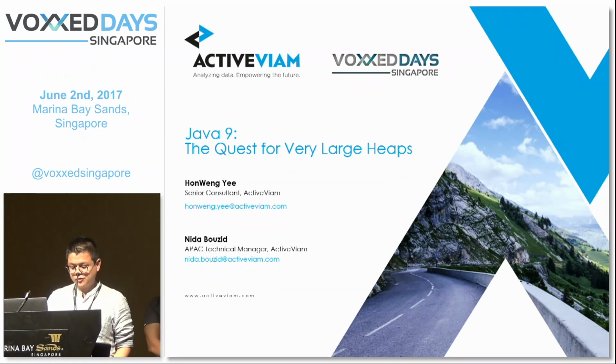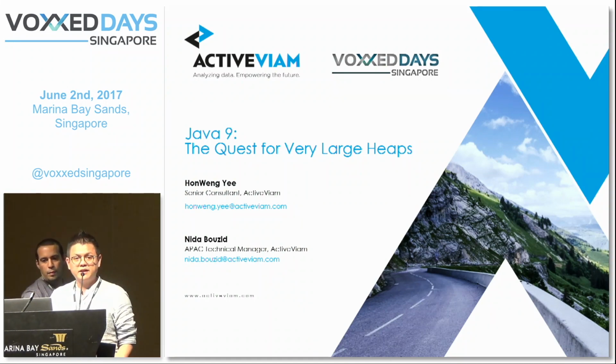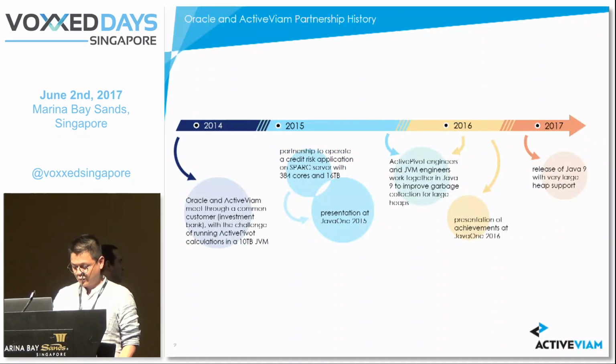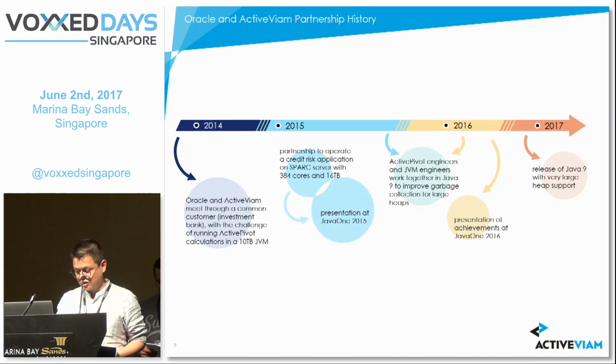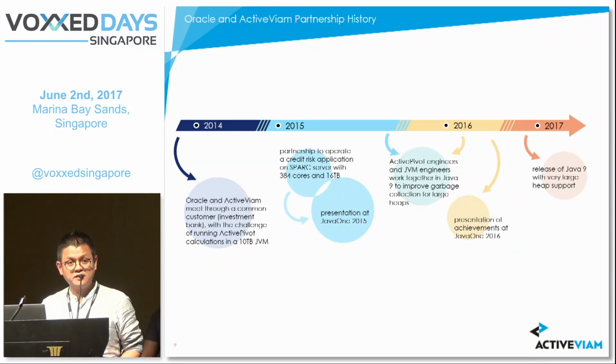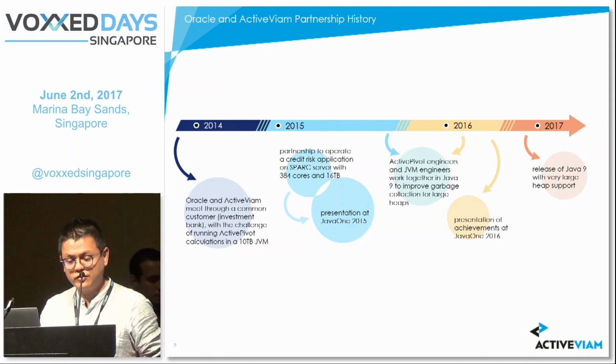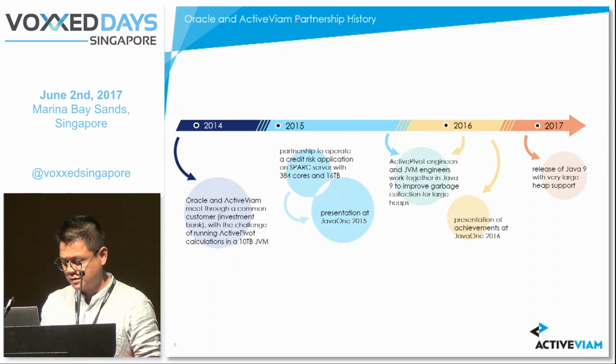So the improvements to Java 9 that both Nida and myself are going to review today are a result of a partnership between the Java team at Oracle and ActiveViam. Oracle and ActiveViam met at the end of 2014 when a common client of ours put us in contact and threw us a challenge. Can we run an ActivePivot application on a JVM with more than 10 terabytes of heap size?